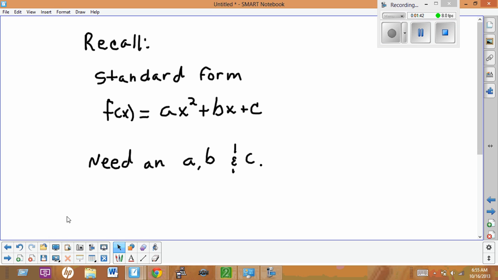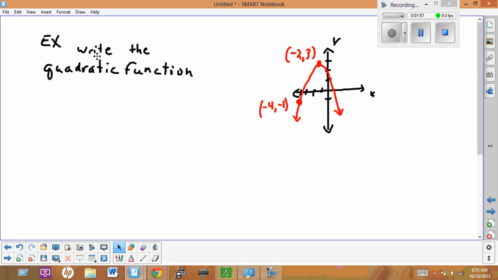So as we start our example, we just have to remember whatever they give us, we have to be able to come up with the a, b, and c, or the a, h, and k, or the a, p, and q. So let's take a look at an example and see how we're going to do this. Okay, we're going to write the quadratic function, and we're given this graph. We know it goes to the point (-4, -1), and has a vertex of (-2, 3). So go ahead and copy that down. If you need to, pause the video.